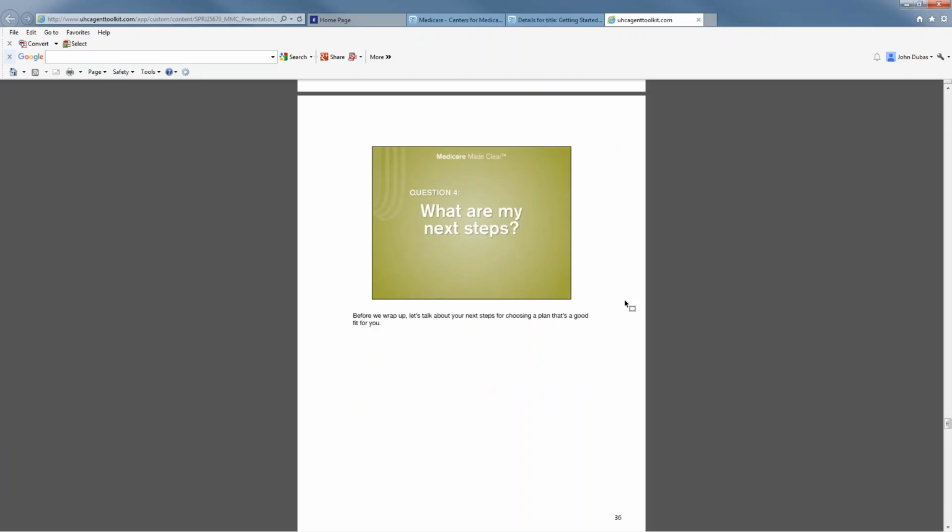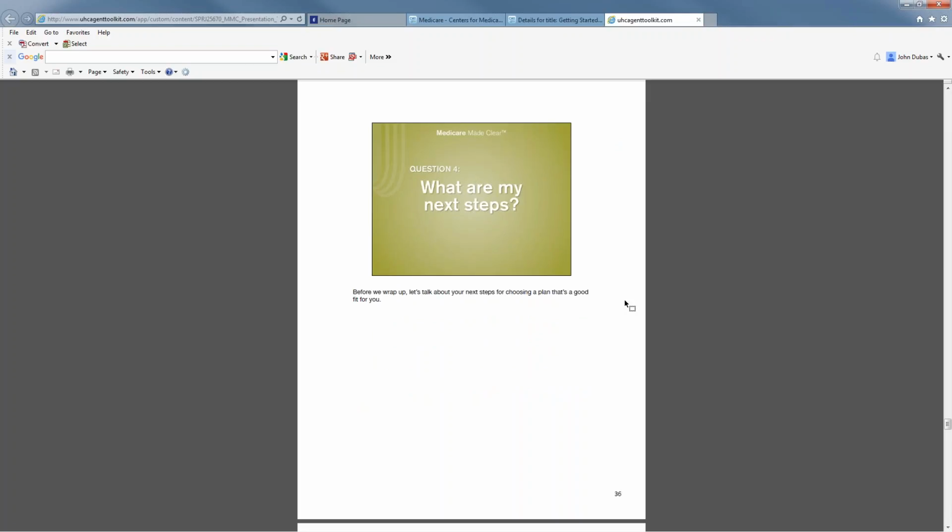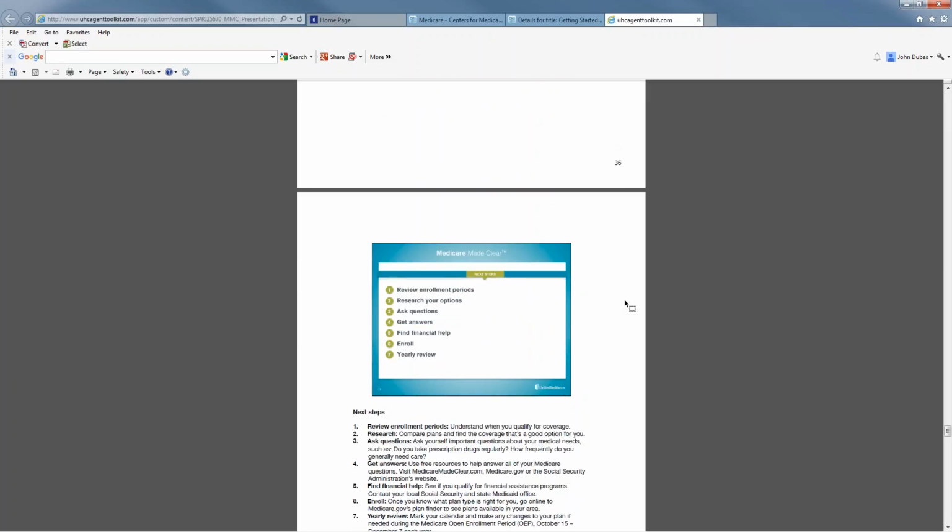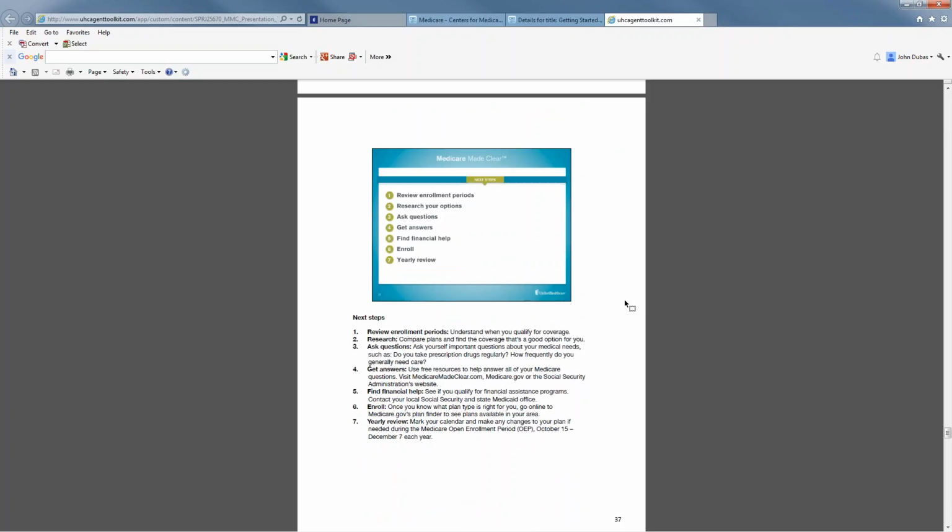So for your next steps, let's talk about what you need to do to choose a plan that is a good fit for you. Let's look at reviewing the enrollment period. So understand when you qualify for the coverage. Second, let's do some research. Let's compare the plans and find the coverage that's a good option for you. And let's ask some questions.